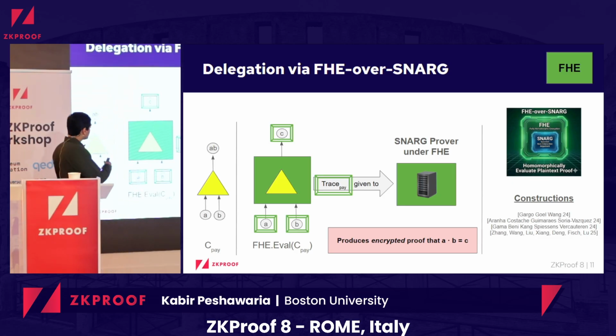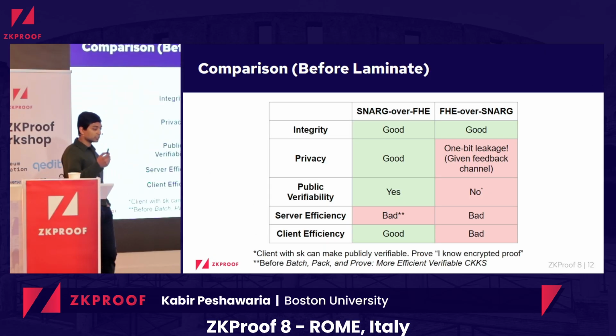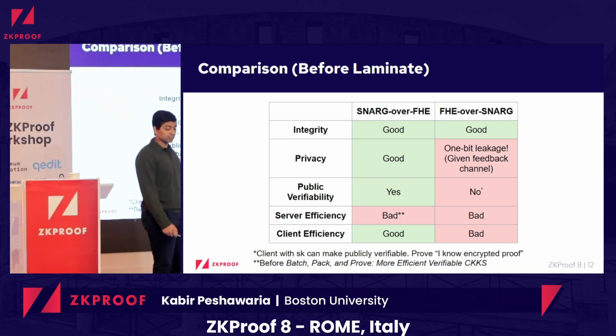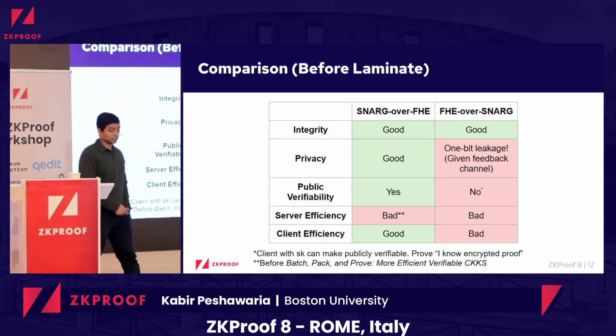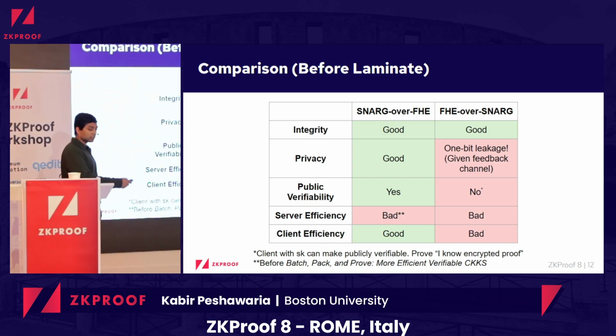And notably, this is producing an encrypted proof that A times B is equal to C. So the client who receives this proof has to decrypt it first and then verify. So let's compare these two approaches at a bird's eye view. The SNARG over FHE approach and FHE over SNARG both have good integrity guarantees, right? If the client is convinced that this is the right output, it probably was the right output.